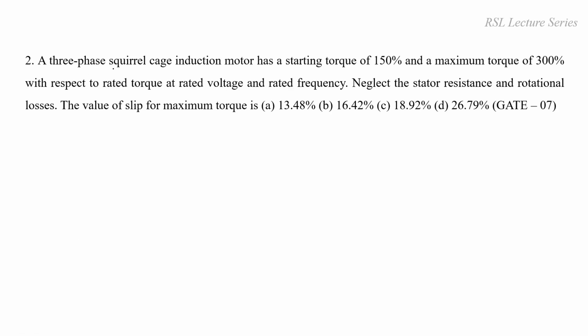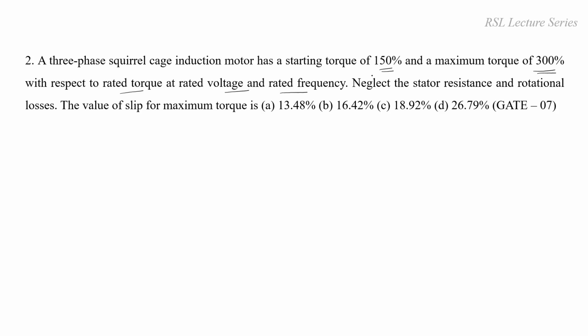The second question: a 3-phase squirrel cage induction motor has a starting torque of 150% and a maximum torque of 300% with respect to rated torque at rated voltage and rated frequency. Okay. So here the starting torque and the maximum torque are given as a percentage of the rated torque. Okay. Rated torque is nothing but the full load torque.